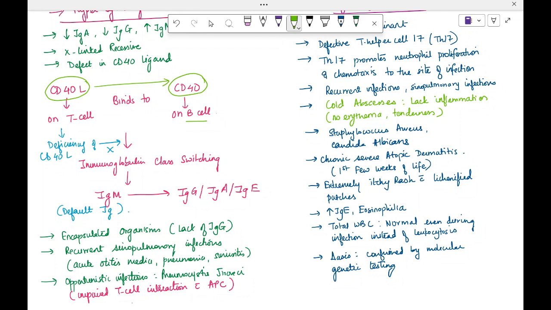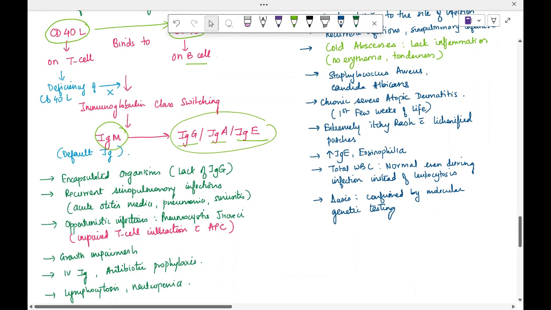By default the immunoglobulin is always IgM. In class switching, the IgM gets converted to whichever class you need, that is IgG, IgA, or IgE, or IgM itself. But when there is a deficiency of the CD40 ligand, it will not allow this immunoglobulin class switching. So these are not produced, and it remains as IgM itself. That is why the IgM is raised.